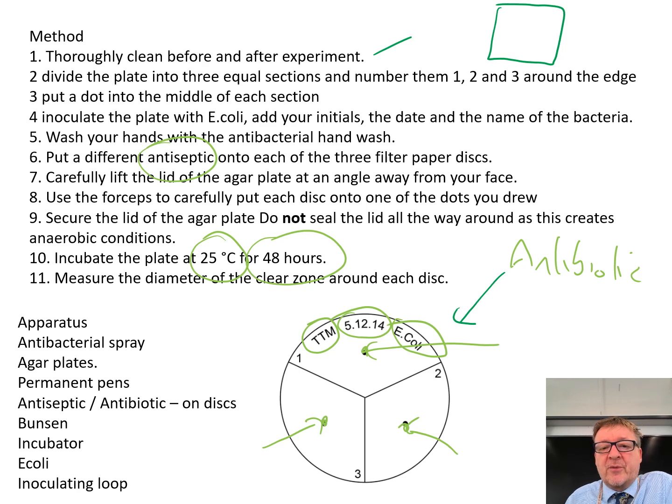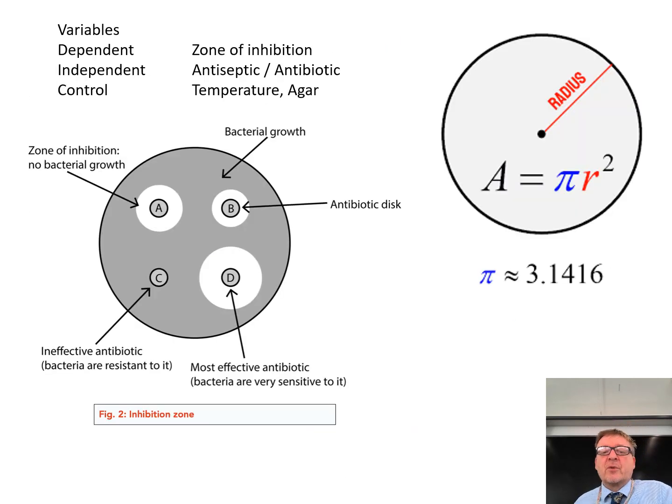So I'll just go through what that means. What you'll find is, now this has got 4 individual things on it. But what you've got, D there, is an antibiotic or an antiseptic. What you can see is around the outside there's a circle. That circle is called the zone of inhibition. It's where the bacteria can't grow.